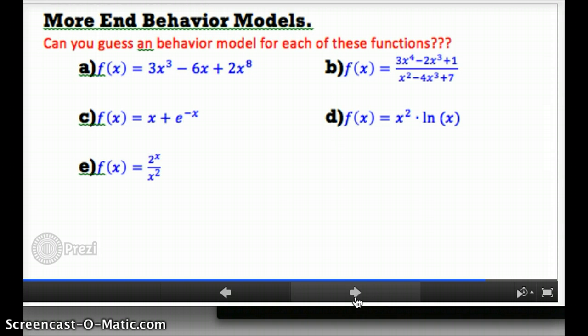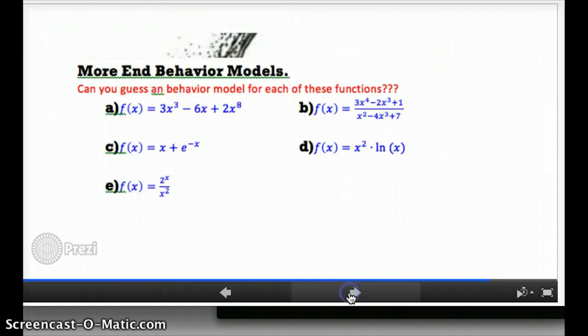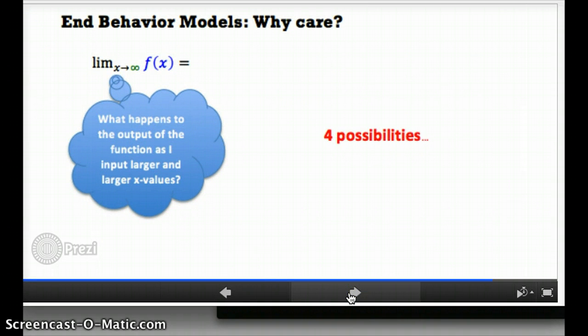Cool. So I imagine it was easy to guess the end behavior models for A and B. They're pretty similar to the ones we were talking about. Once you get to C, D, and E, though, something goes wrong. In particular, just the simple pattern of using the highest degree term, or the 2 highest degree terms, doesn't work anymore because we have these weird functions. So we actually need to take a step back and talk about why end behavior models matter, and then use some extra strategies. We'll do that in the next video.